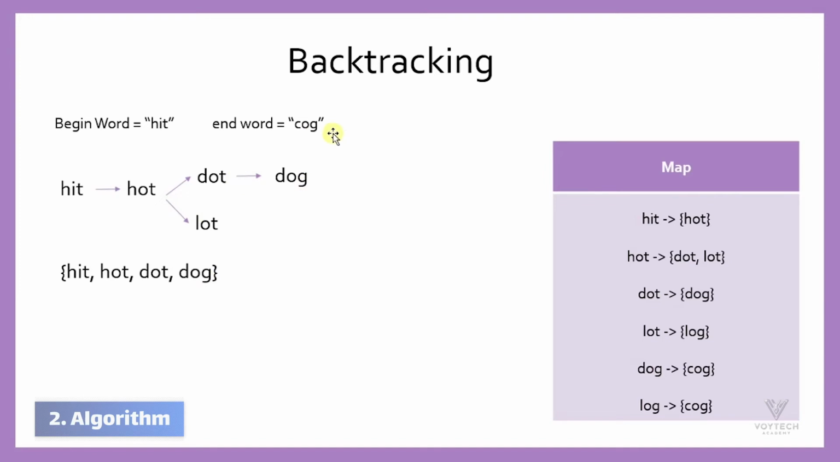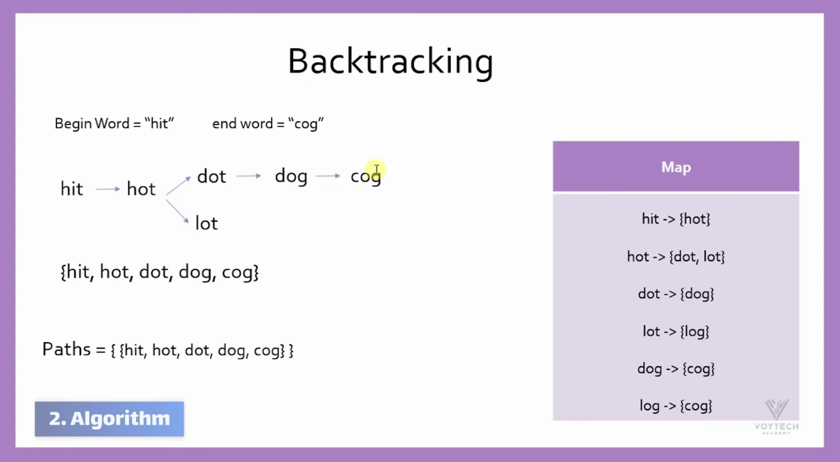And then what's the next possible transformation? Well, it's cog, which is the end word. So now that we've reached the end word, we're going to store this list, this first path, into the list of paths here, which contains all the possible shortest paths. So we add it to here, and then here we're going to backtrack. This is the backtracking step.